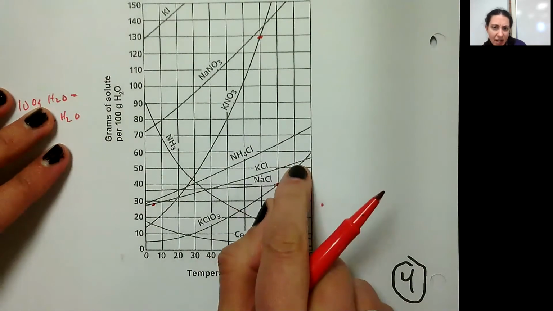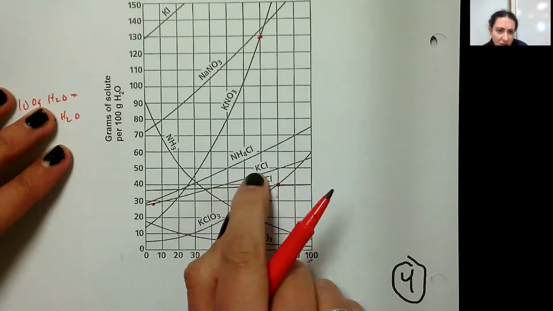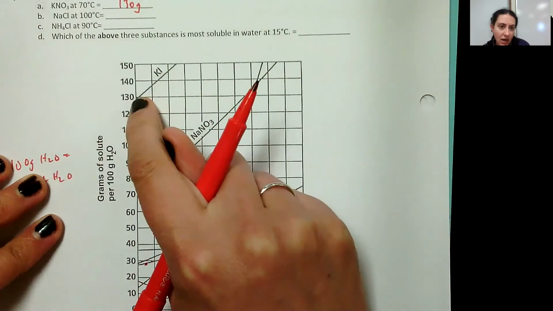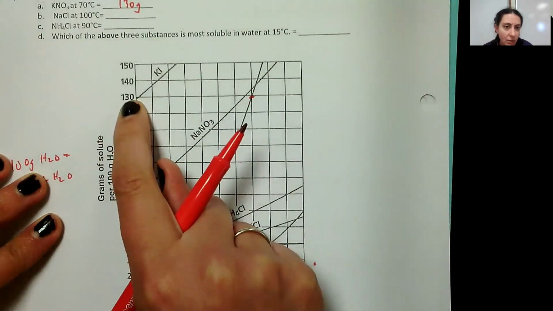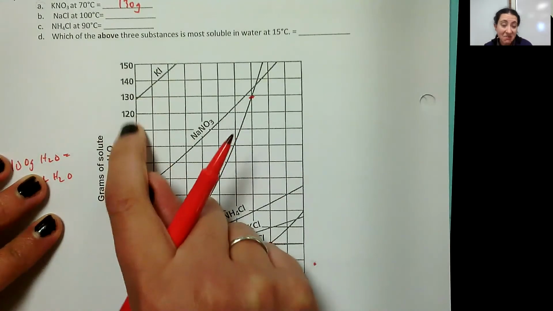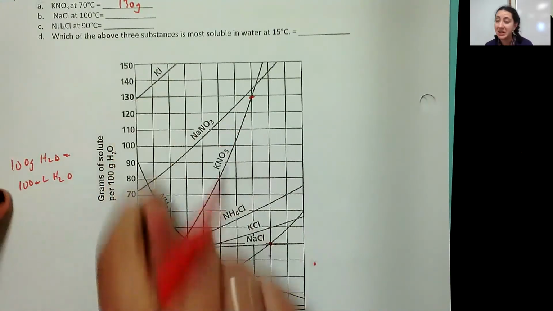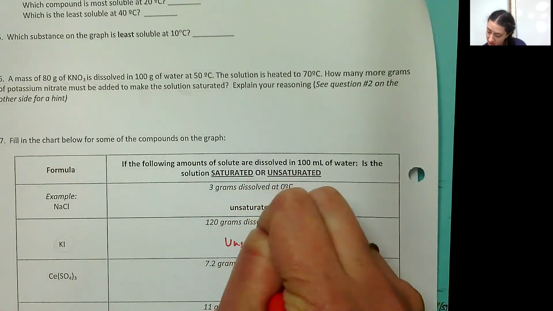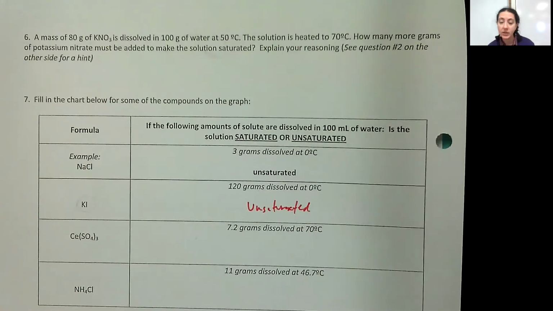Potassium iodide. Okay. Oh, that's potassium chloride, not potassium iodide. Potassium iodide is way up here. At 0 degrees Celsius, 120 would be unsaturated. Actually, yeah, because 130 would be saturated. So that's actually unsaturated. Crazy.